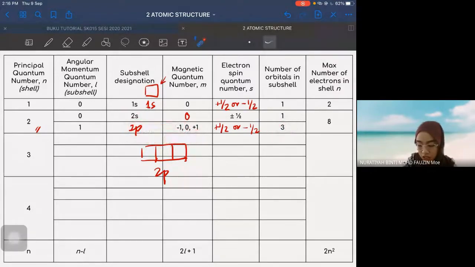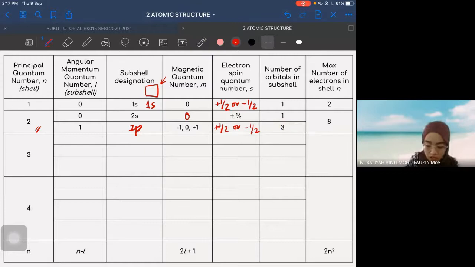Alright? So the maximum number of electrons in shell 2 will be 8, because you will have 2 electrons in your 2s orbital and you will have 6 electrons in your 2p orbital. Setiap kotak can occupy up to 2 electrons. So since you have 3 orbitals or 3 boxes, you times 2, you will get 6.